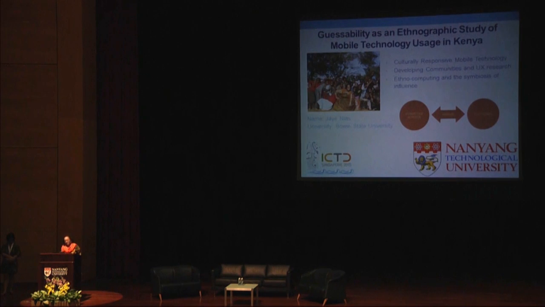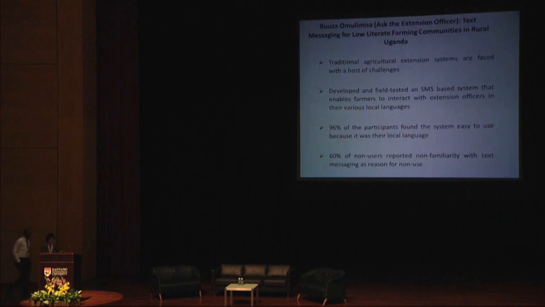Thank you. Buza and Mulisa, as the extension officer, text messaging for low literate farming communities in rural Uganda. Daniel Nensima. My name is Daniel Nsima. I'm a student at Michigan State. Agriculture extension systems in Uganda and across the world are faced with so many challenges.